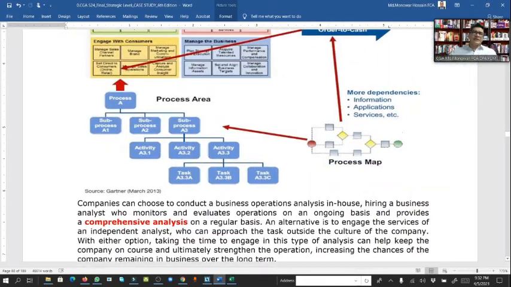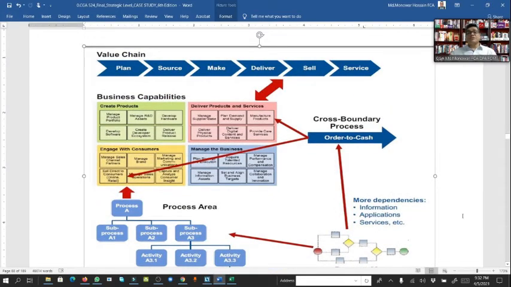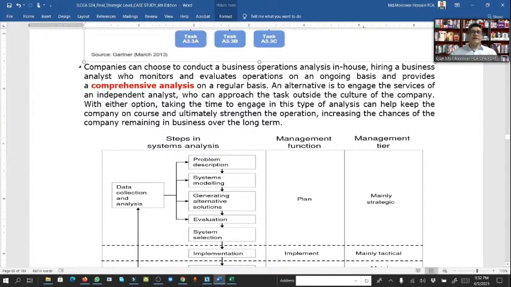This way we can build the value chain for the organization, and companies can choose to conduct business operation analysis in-house or by hiring analysts, and monitor and evaluate the operation, etc.